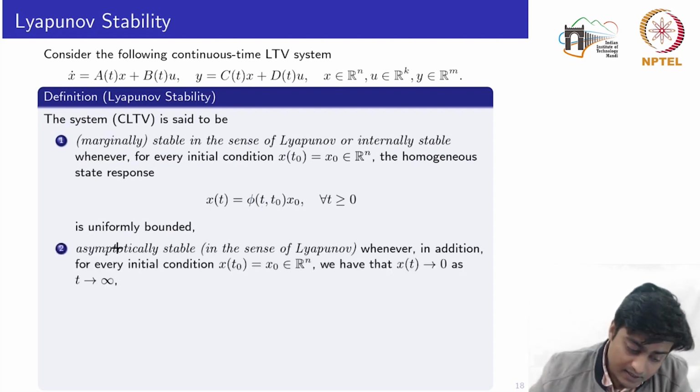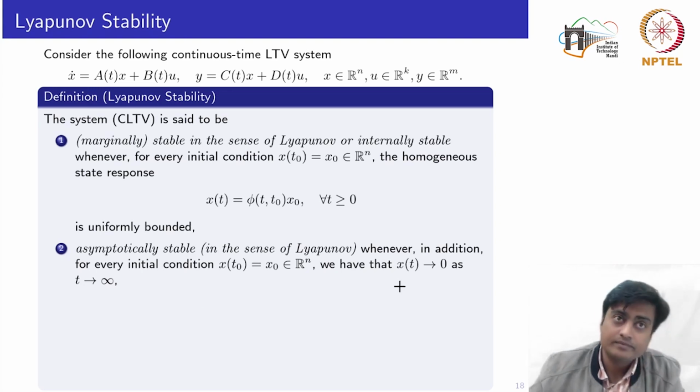The system is asymptotically stable, again in the sense of Lyapunov, meaning the definition we had seen in the last slide, whenever in addition to the above, for every initial condition x naught we have that x of t tends to 0. Here I have chosen the steady state value to be 0 at the outset, as t tends to infinity.